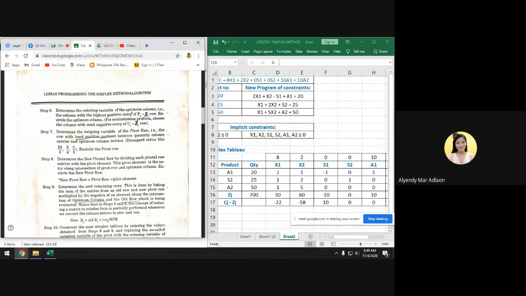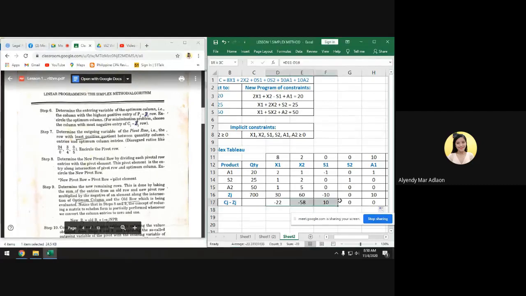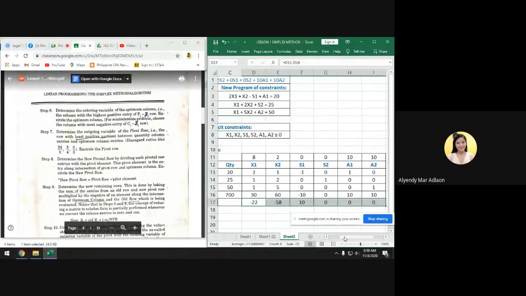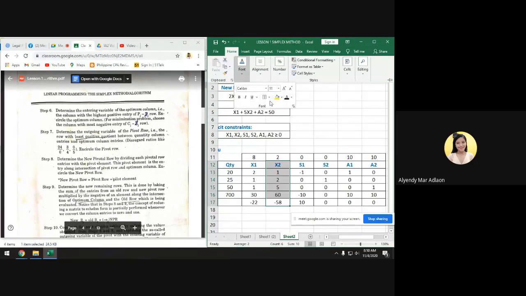Determine the entering variable or the optimum column: the column with the highest positive entry. Encircle the optimum column. For minimization, choose the column with the most negative entry. Okay? Most negative entry of ZJ minus CJ minus ZJ. So among this, of course, naa tay duha ka kumbaga nominees, duha ka pilianan, because there are only 2 negative, and then the most negative there is the 58. So we will choose the negative 58, which is the x sub 2. We will choose that one as our entering variable.